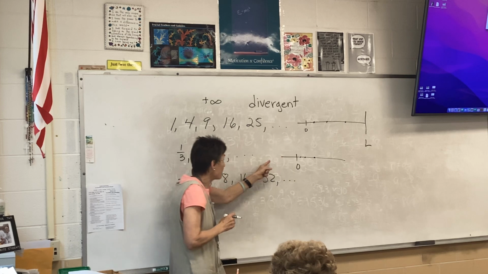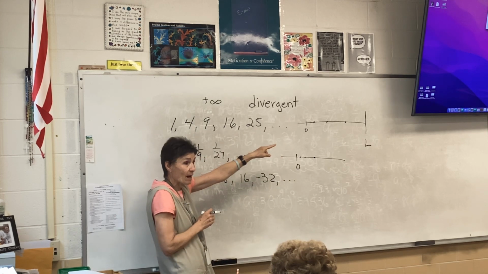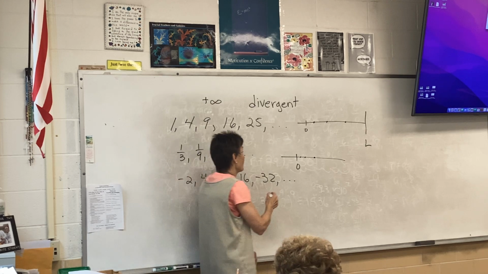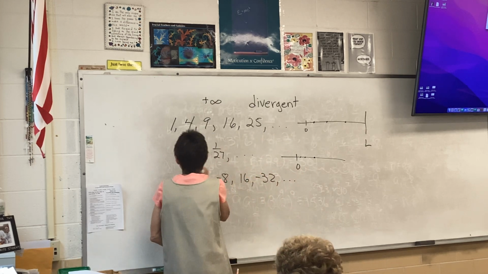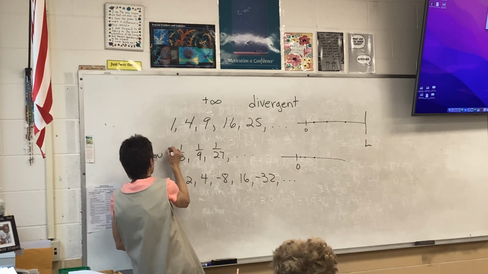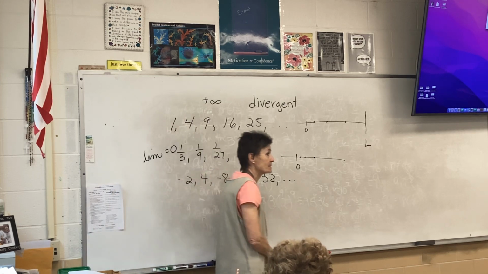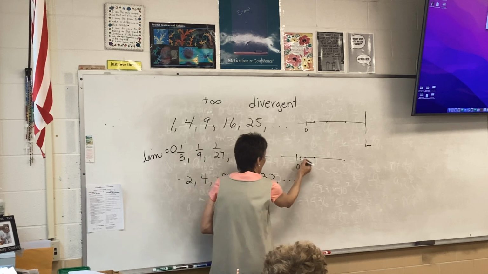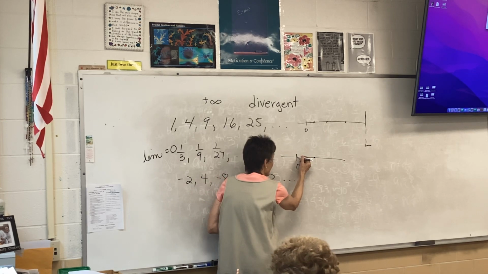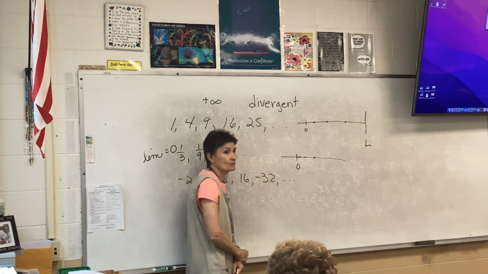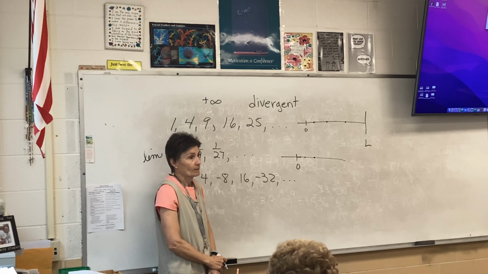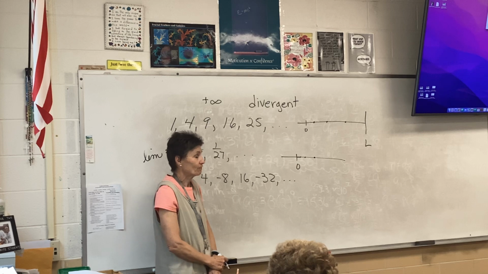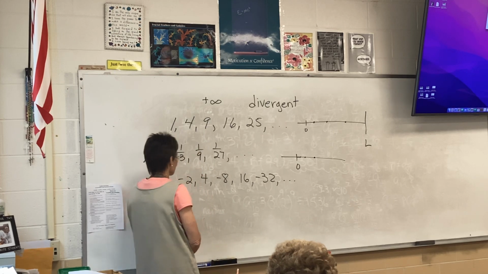Are they going to just keep on going all the way down like that one did? No, where are they going? 0. They're going to 0. So the limit for this problem is 0. Those terms will never be 0, but if I just kept plotting them, aren't they going to get closer and closer to 0? Yep. Perfect.